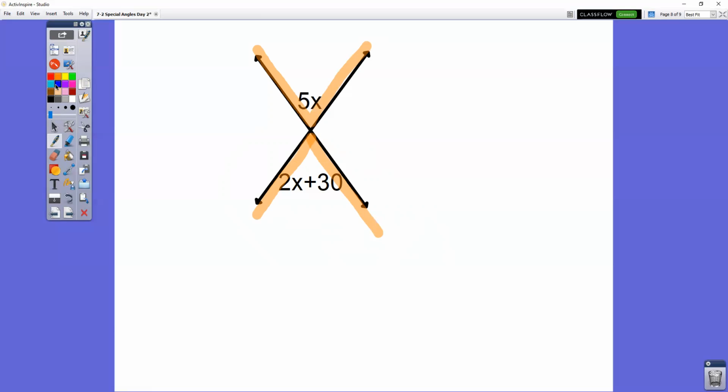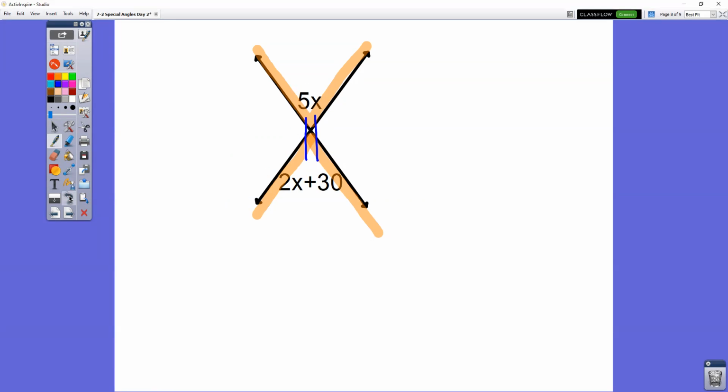So these form vertical angles because vertical angles form an X. In your vertical angles that form an X, the top and bottom of the X are the same. The left and the right of the X are the same. Remember my little hint to you: put an equal sign right in the middle of that, because this sets up your exact equation that we want to solve.